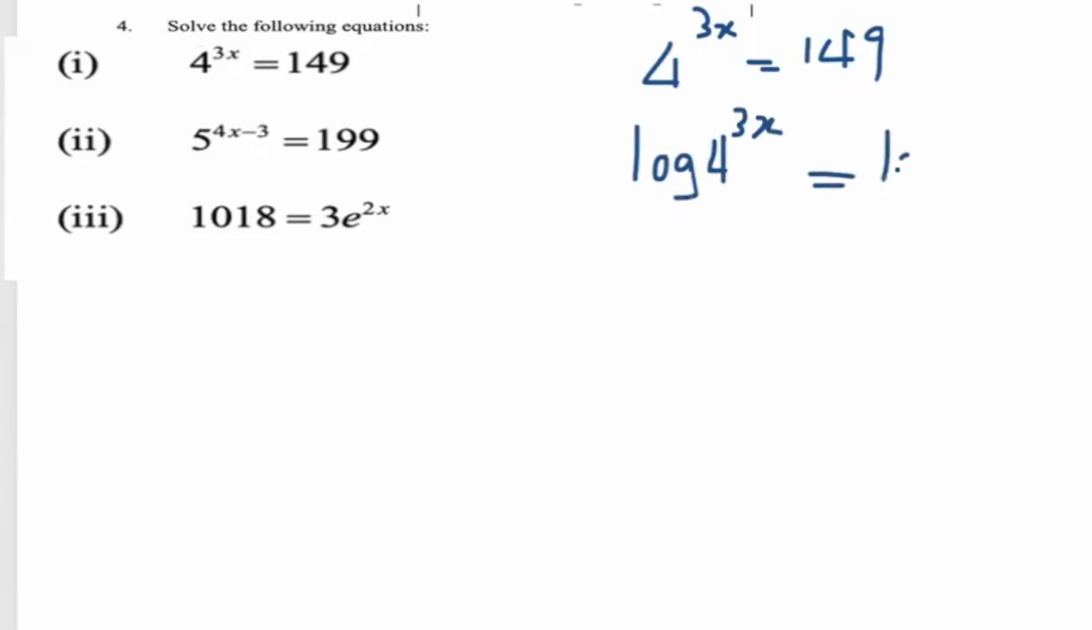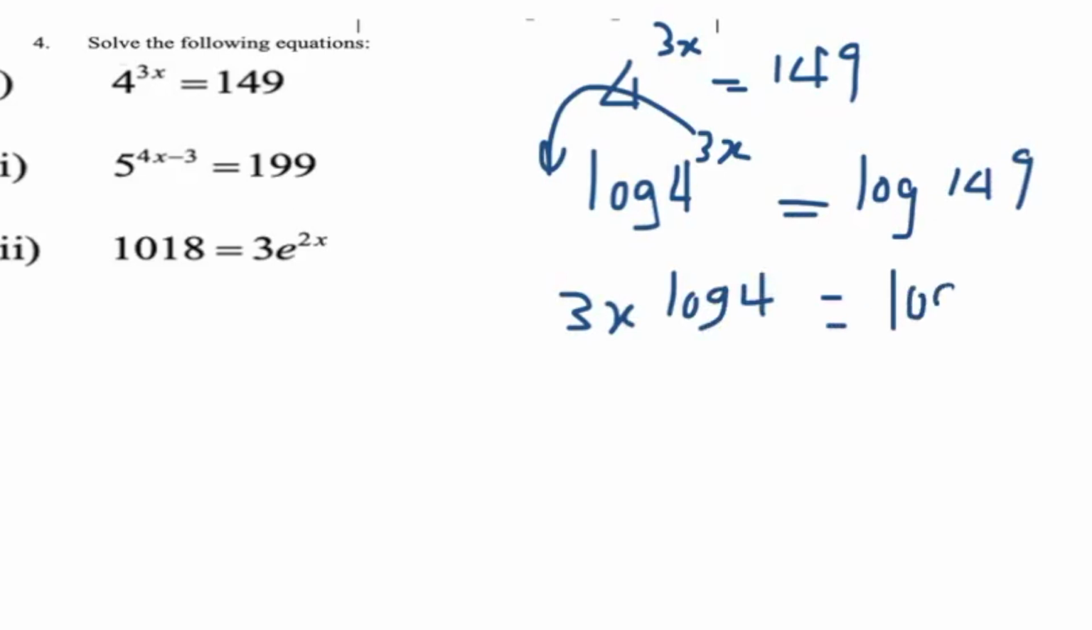Okay, solve the following equations. We have 4 to the 3x equal 149. Now, for this one, if you realize we cannot get the bases to be the same, so what we have to do is log both sides. So we have log 4 to the 3x equal log 149. Then we carry the power in front. So we have 3x log 4 equal log 149.